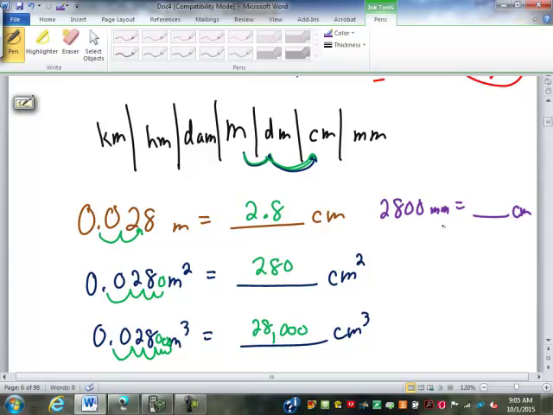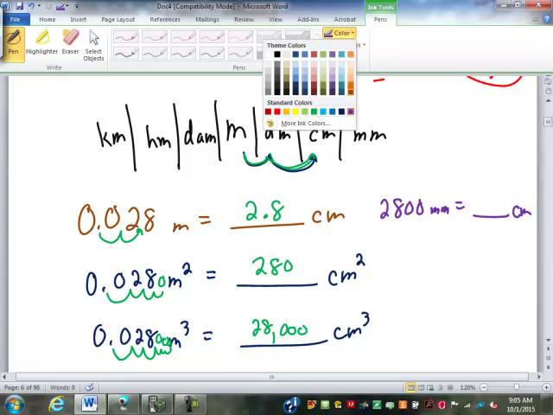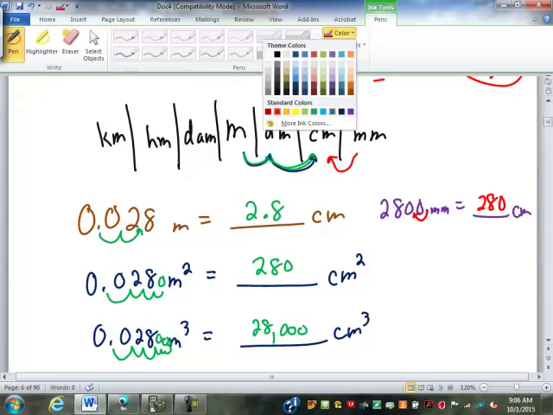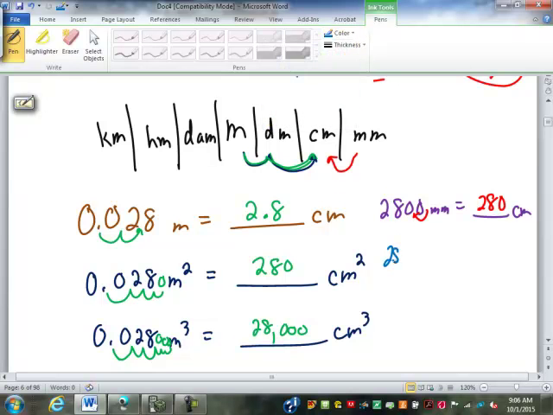So if I was converting 2,800 millimeters into centimeters, millimeters to centimeters is 1 spot to the left, right? So how many spots do I move my decimal point? 1 spot to the left. That's 280, right? Each spot on the chart, if it's standard units, millimeters and centimeters, each spot on the chart is 1 decimal place.